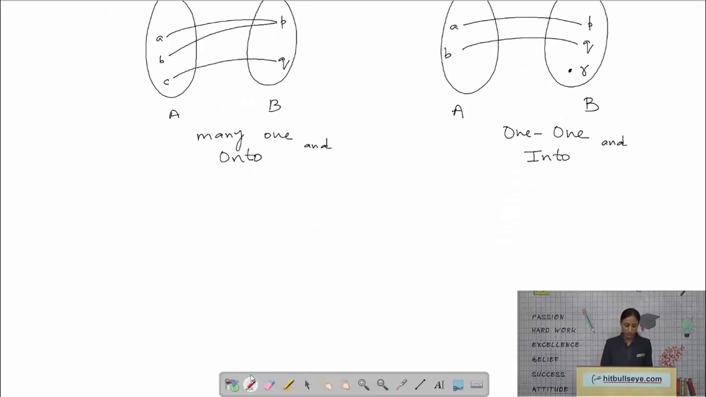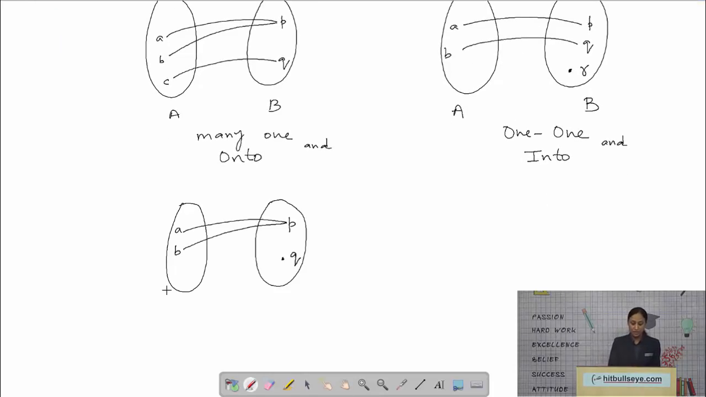Let's take a third situation. Here again you can see that many members of the set A are having the same image, that is P, which makes it a many-one function. Also, there is a member which is Q in the set B that is not the image of any member of the set A, which makes it an into function. Therefore, it is a many-one and into function.